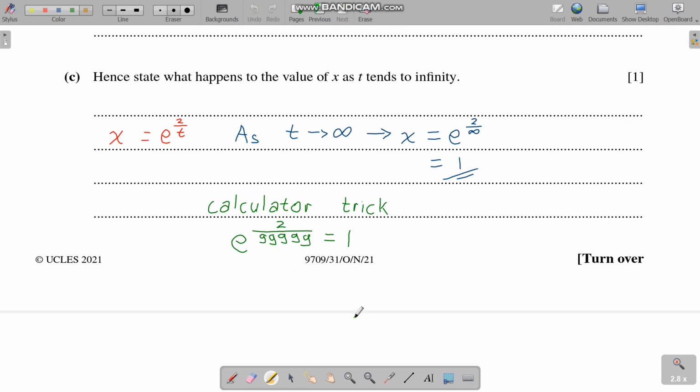State what happens when t tends to infinity. Previously we know this is the equation, and t tends to infinity means t is something really big. So you can use your calculator, just plug in something really big for t, something positive and big like 99999. If you get decimals, just add or decrease the number of nines until you get something exact and not in decimals, and you should get 1.